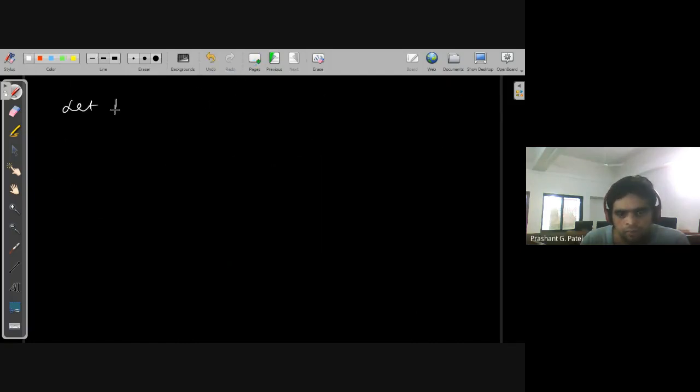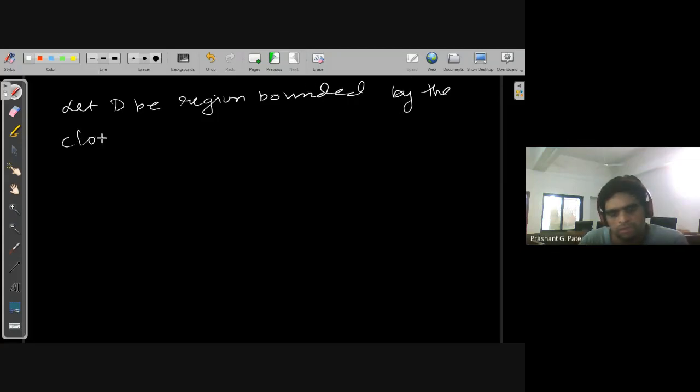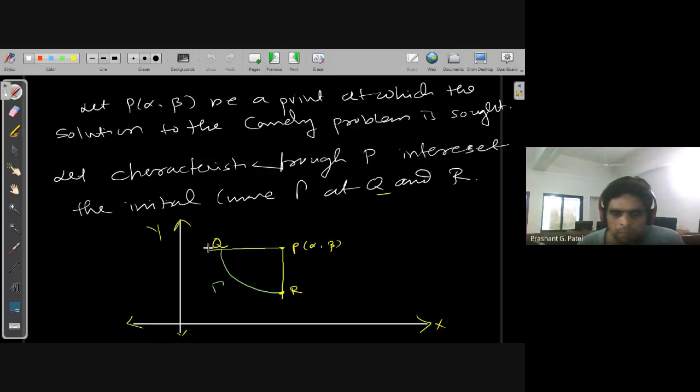So let D be the region bounded by the closed contour PQRP. Let us say the entire curve is C. That means I'm taking this PQ, then this through this one, and this entire curve which we have denoted with yellow and green lines, the green curve, we call it the C curve.